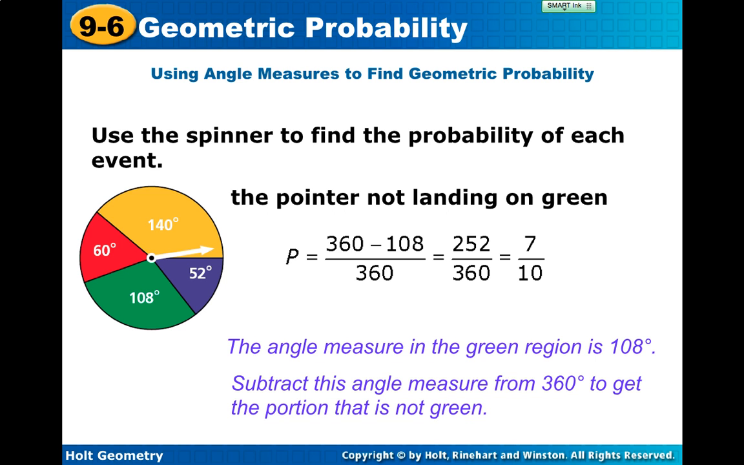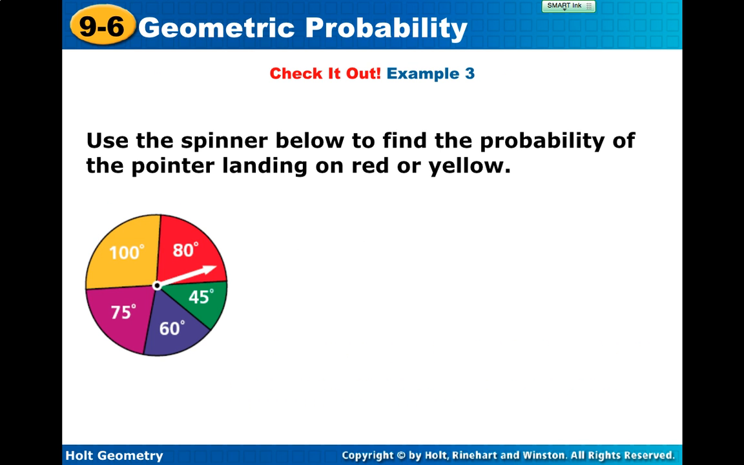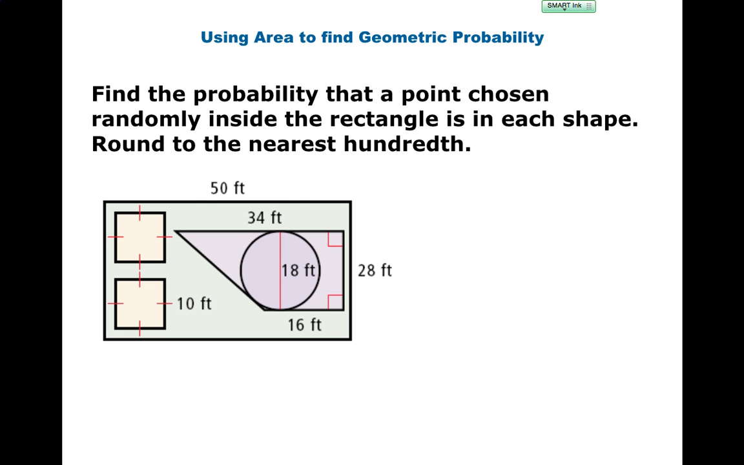The spinners, I think, will be something that you'll easily, naturally do. Okay, and I'm going to skip that one. Then the last type was areas. This is why I thought it'd be good to do the lesson before you finish up your quiz, because when we do the area probability, you have to find the area of the regions and set up your ratios to compare. So we're looking for the point chosen randomly inside the whole rectangle is each shape.